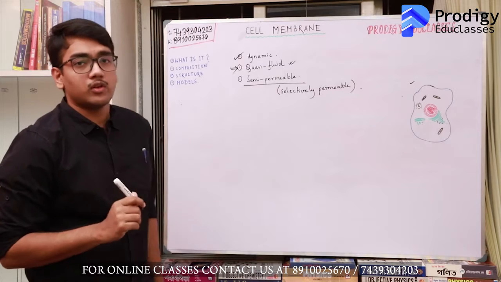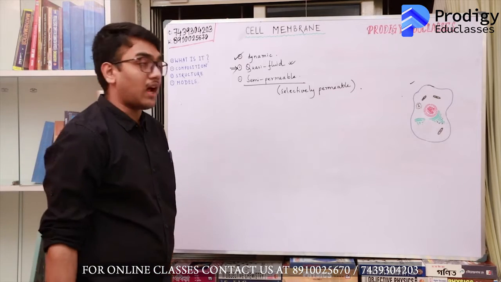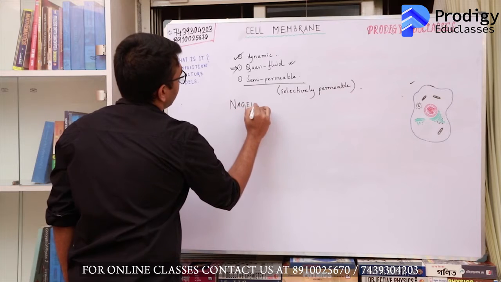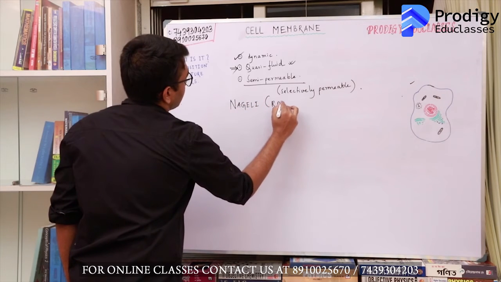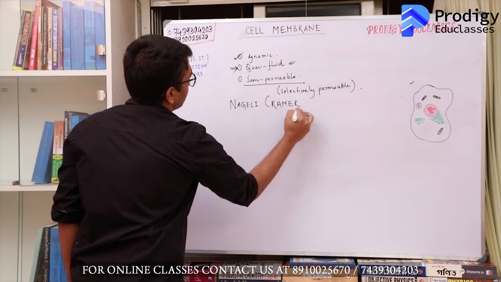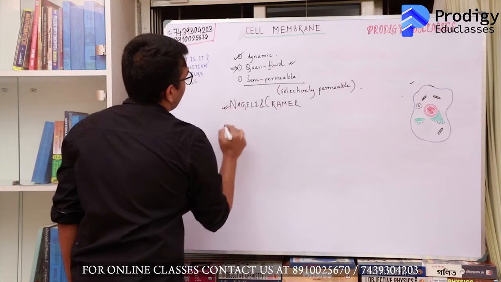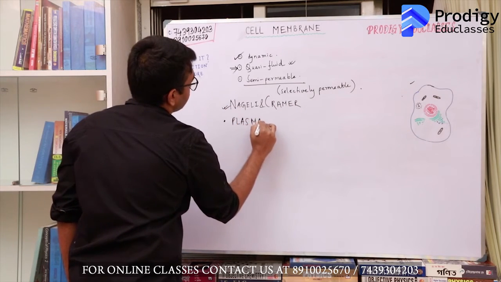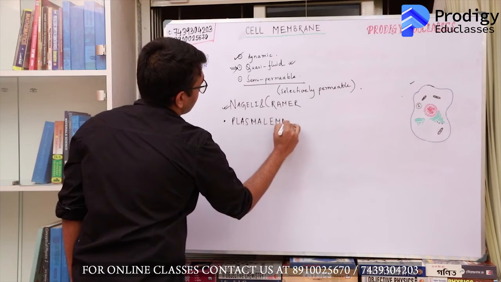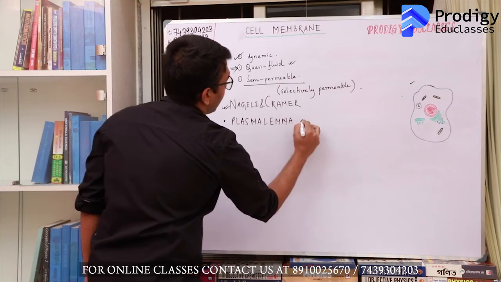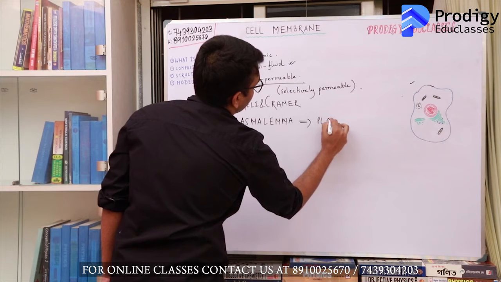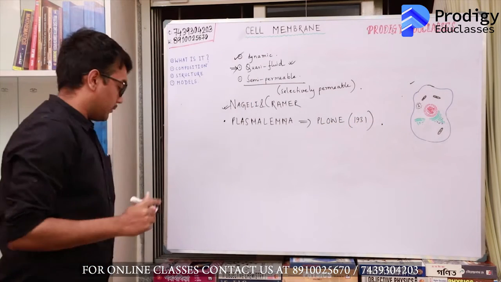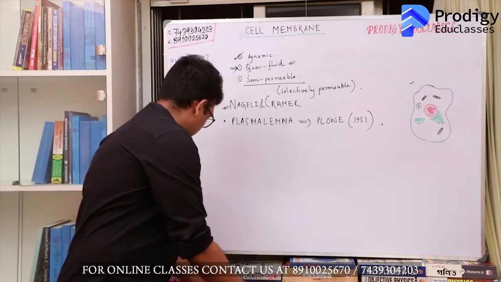As you will find in your textbooks, the cell membrane was discovered by Nageli and Kramer, two scientists. And it was also named as plasma lemma by Plowe in 1931.